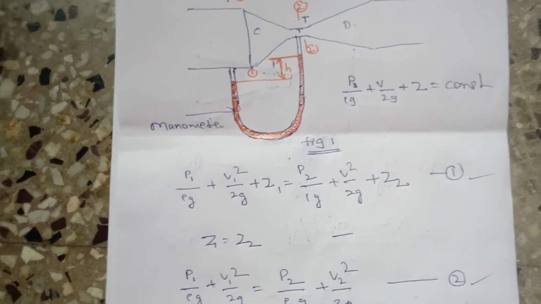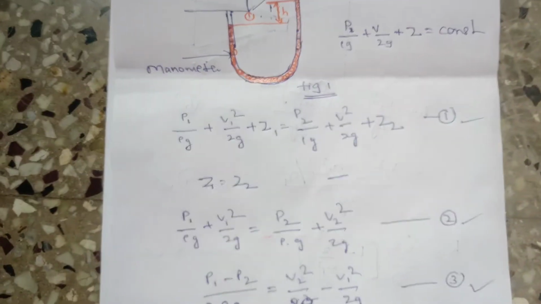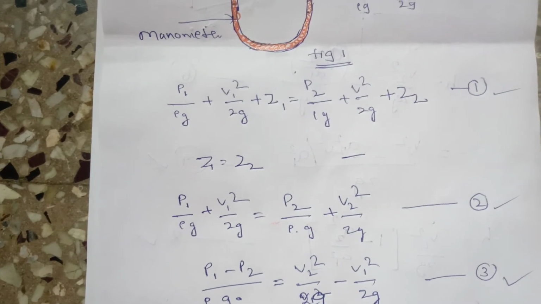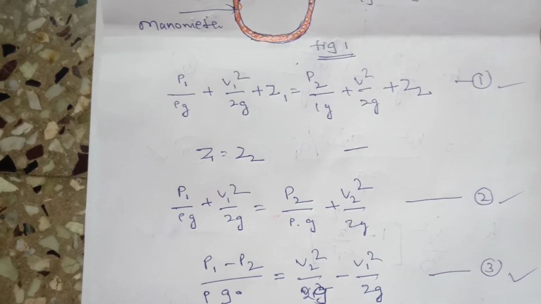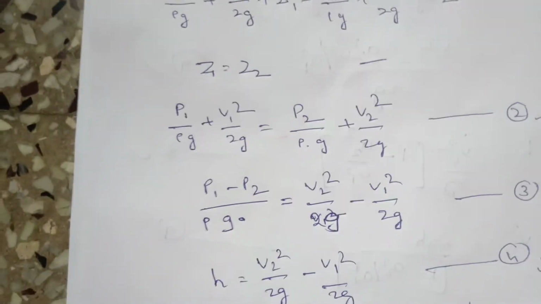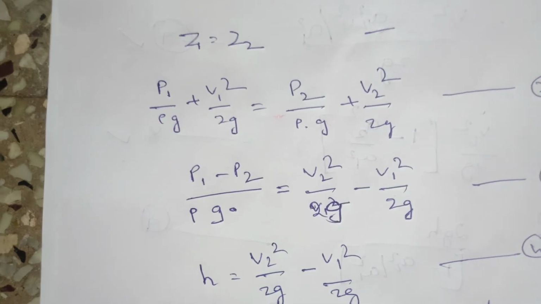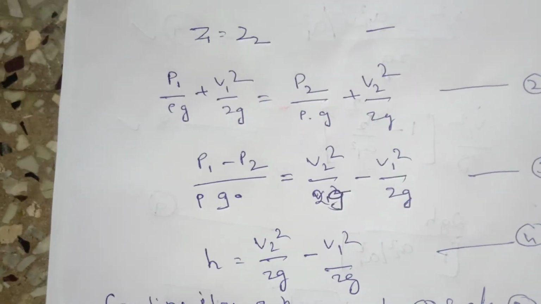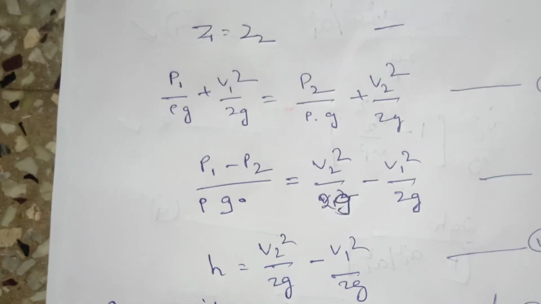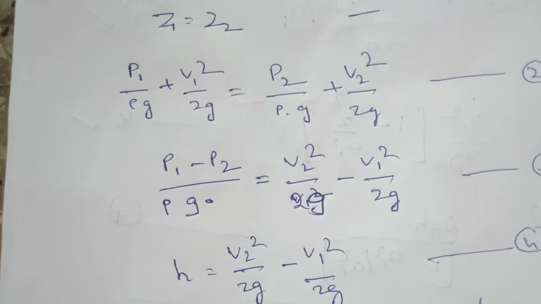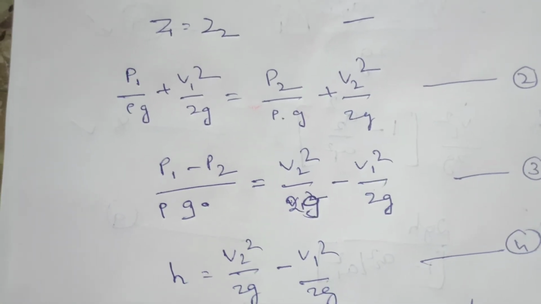In this equation, the venturimeter is horizontal, so Z1 is equal to Z2. That is why Z1 and Z2 will cancel. The equation I can rewrite, that is going to become equation 2. Again I simplify. I take all pressure heads to one side and rewrite the equation. So the equation becomes (P1 minus P2) divided by rho g is equal to all velocity heads on the other side, V2 square by 2g minus V1 square by 2g.